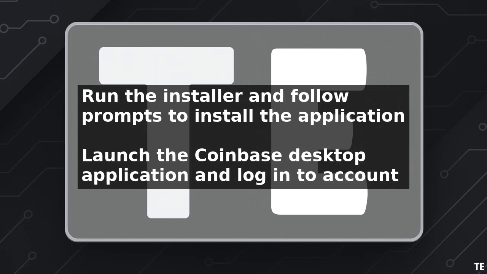Once the download is complete, run the installer and follow the prompts to install the application. You may need to agree to the terms and conditions and choose a location to install the application. After the installation is complete, you can launch the Coinbase desktop application and log into your account. You will need to enter your email address and password to access your account.